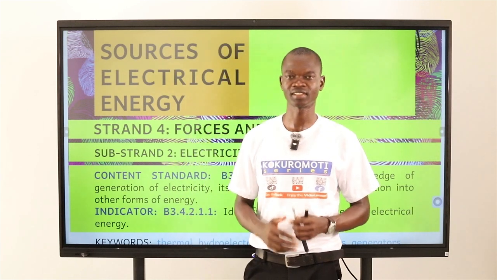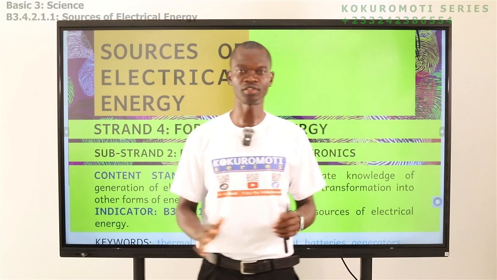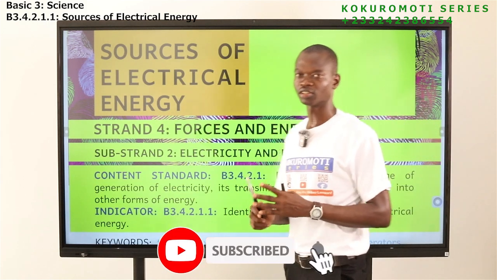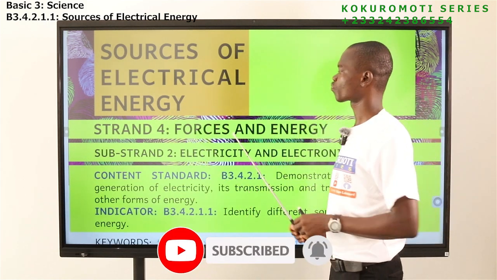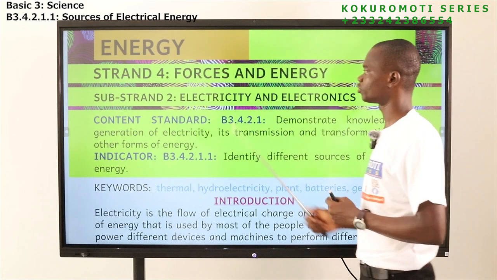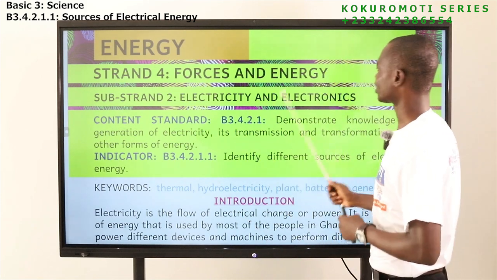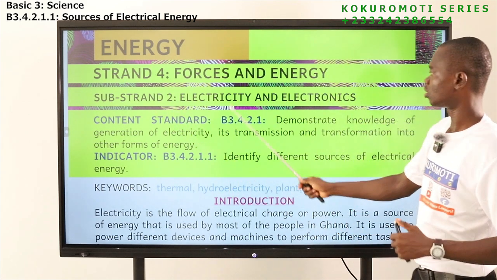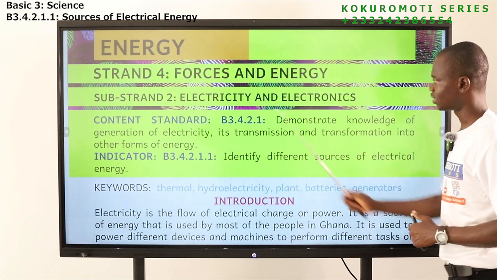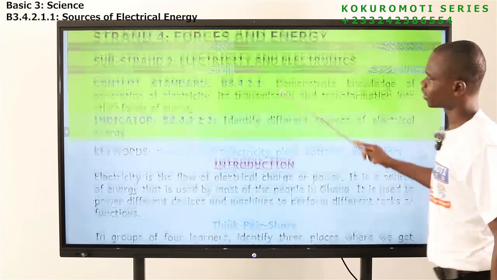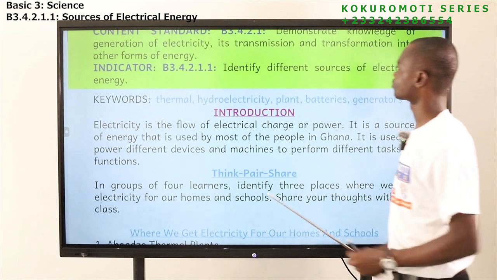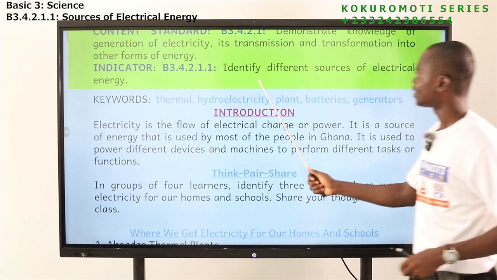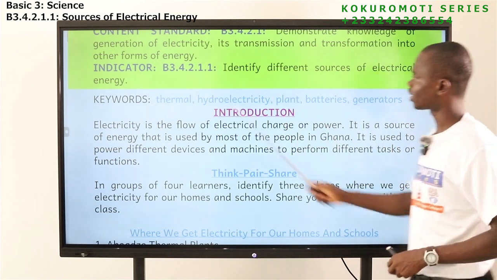Today we have science. Science for basic grade. So if you're in basic grade class, grade 3, today's lesson is for you. Today we are going to look at strand 4. In our new curriculum, strand 4 is about forces and energy. The sub-strand is sub-strand 2, electricity and electronics. And then the indicator: identify different sources of electrical energy.